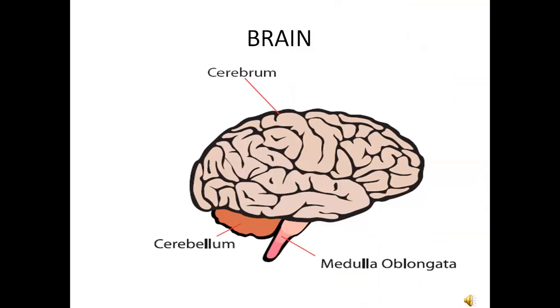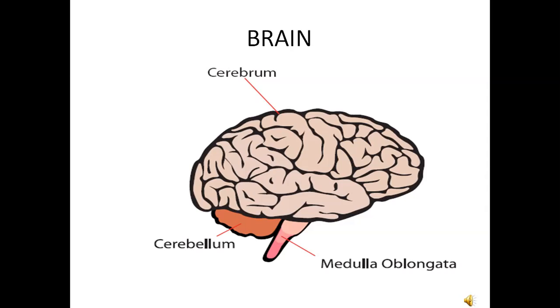Next, brain and spinal cord. The brain is a complex organ which is placed inside the cranium. It is protected by a three-layered tissue covering called meninges. Brain has three regions, namely forebrain, midbrain, and hindbrain. Brain is the controlling center of the body.